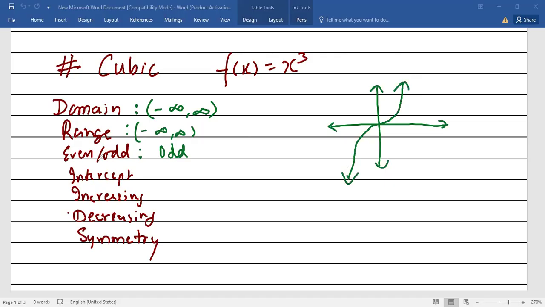Yes. There's no symmetry, so it's odd. The y-intercept is (0, 0). Or not the y-intercept, the decreasing. It's increasing from 0 to infinity, and then it's decreasing from negative infinity. Oh no, it's always increasing the whole time. It is always increasing from negative infinity to infinity.